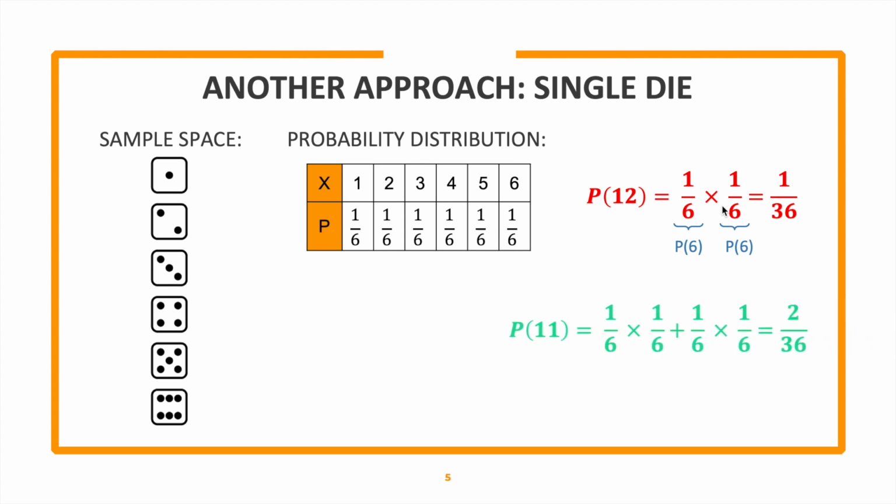Now say we want to calculate the probability of 11. In this case we have two possibilities. We either get 5 and 6 or we get 6 and 5. As you can see, I have calculated their probabilities and added them together. We add them because they cannot happen at the same time. We will get only one of these possible outcomes. The result is 2 over 36 again, as we got in the previous approach. And again, P of 11 is not equal to P of 12.